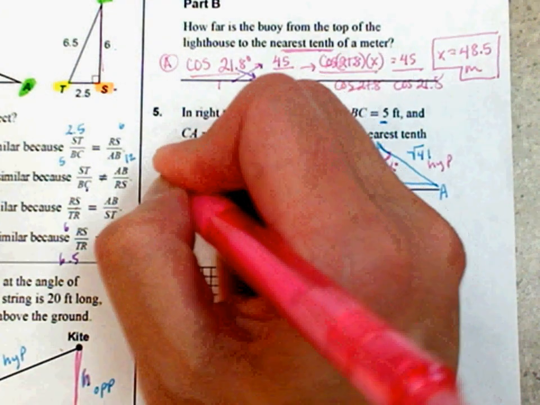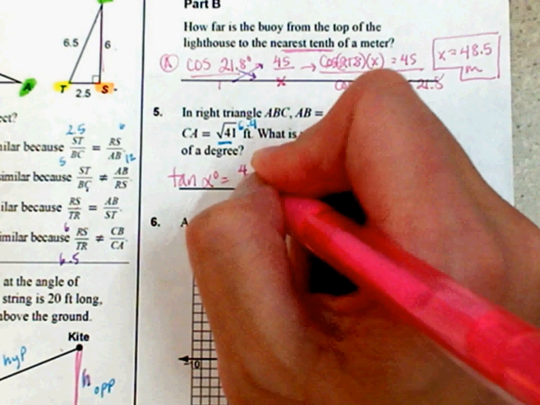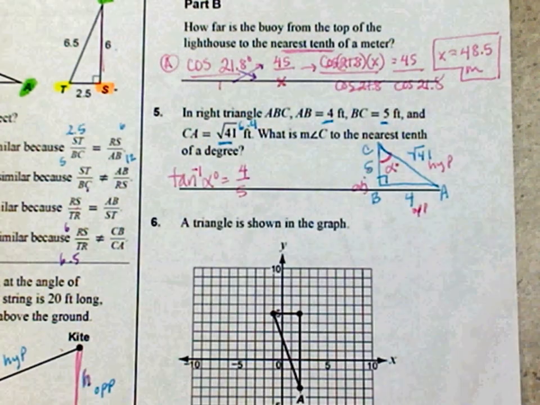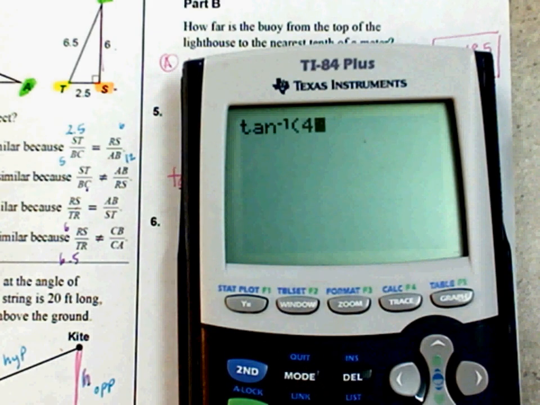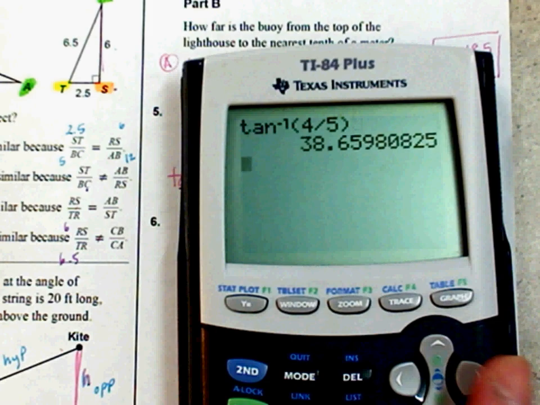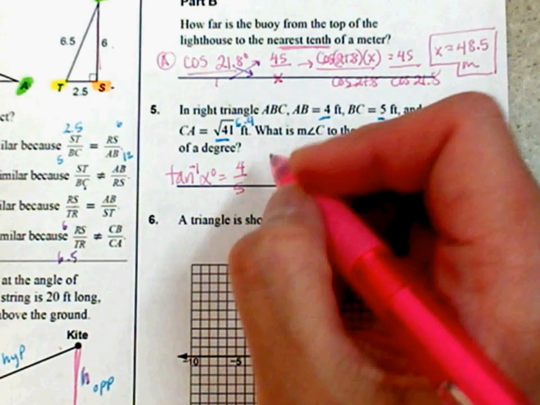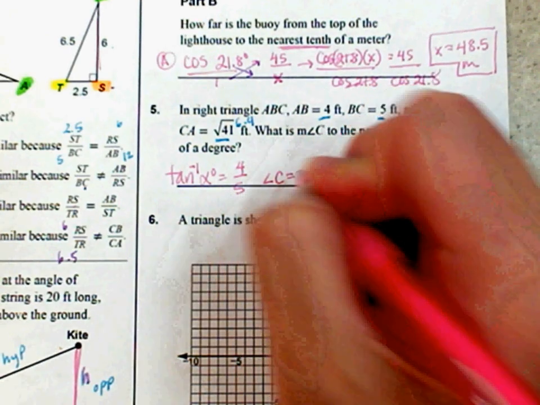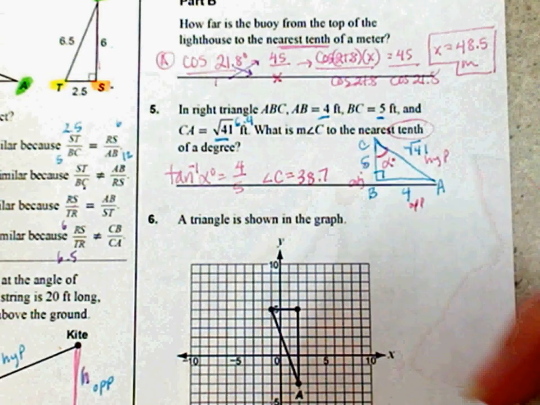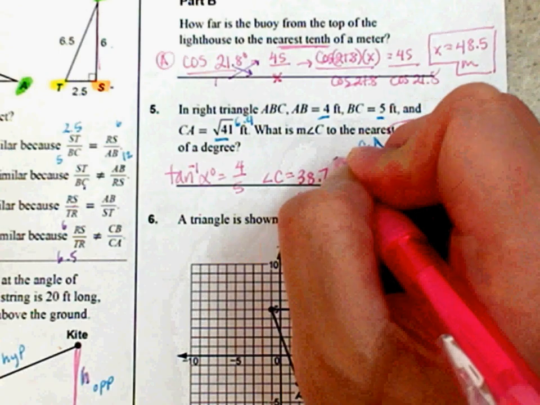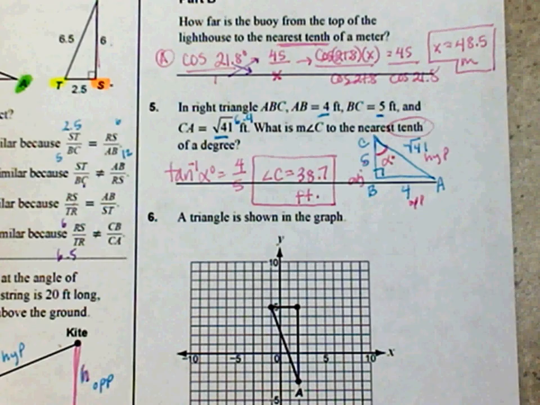Tangent of angle C is equal to 4 over 5. Add that inverse, just like you see. All right? So inverse tangent, 4 divided by 5. So what's the measure of that angle? 38.7, because it says round to the nearest tenth. So the measure of angle C is equal to 38.7. What's my unit? Feet. So make a sketch if you can. Okay? All right. Let's go to number 6.